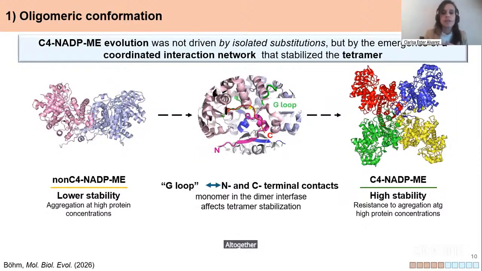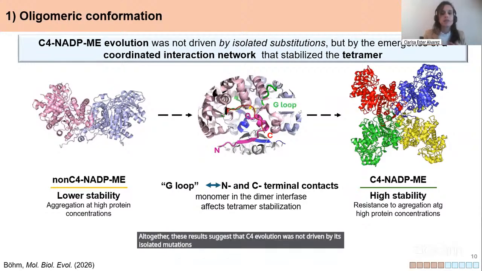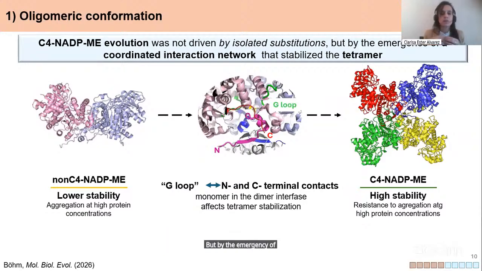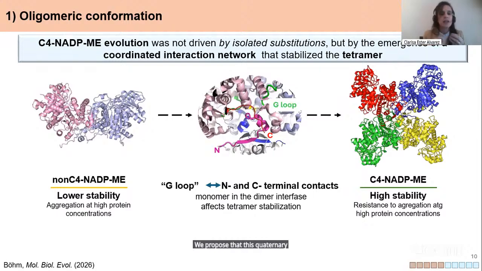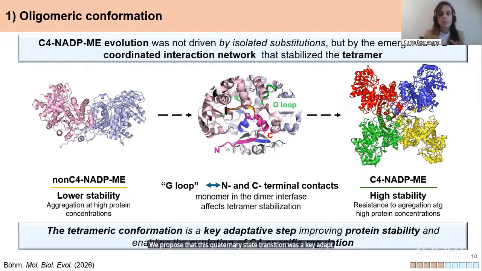Altogether, these results suggest that C4 evolution was not driven by isolated mutations, but by the emergence of a coordinated interaction network that stabilized the tetramer. We propose that this quaternary state transition was a key adaptive step, improving protein stability under high cellular concentration and providing the structural context for the evolution of C4 regulatory properties.